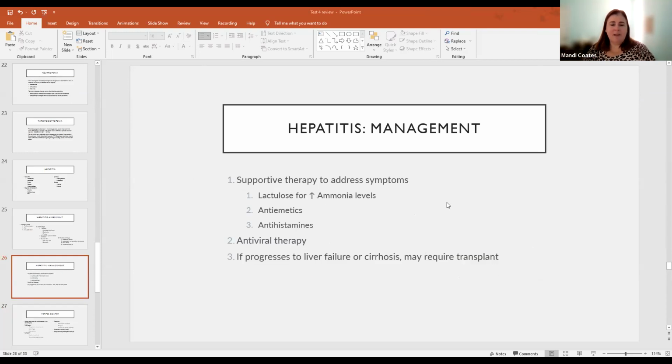So basically, we're just supporting them through this. Giving medications for increased ammonia levels, stuff for nausea, stuff for pain, anything for the itching. They're going to give them some antivirals just to kind of support them through until their body starts recouping from that liver damage. If not, you could potentially progress to liver failure or cirrhosis, and they may need a liver transplant.